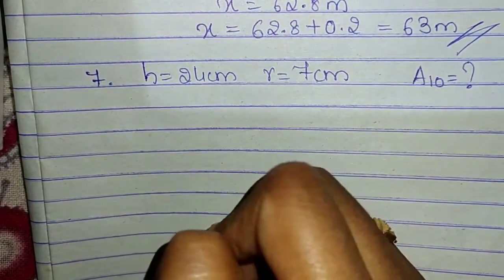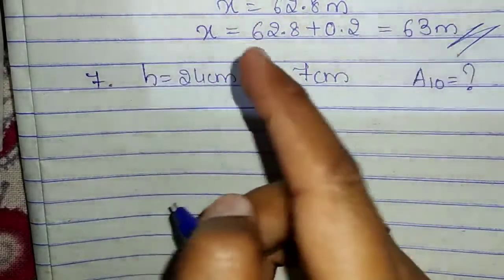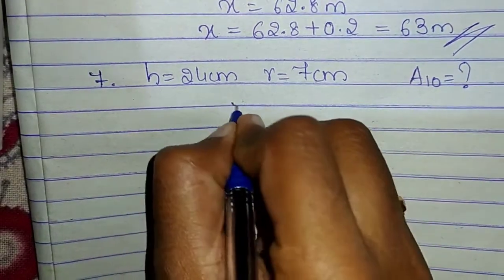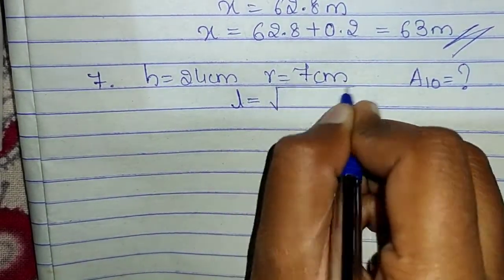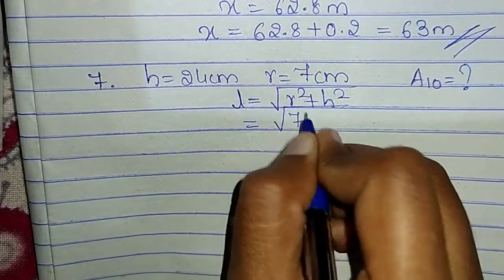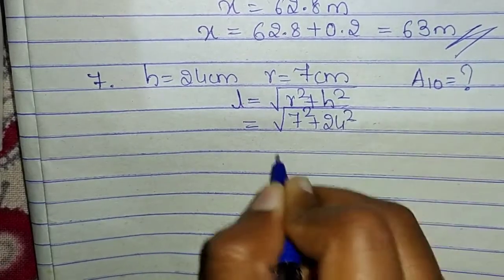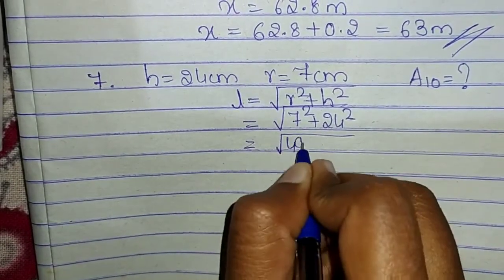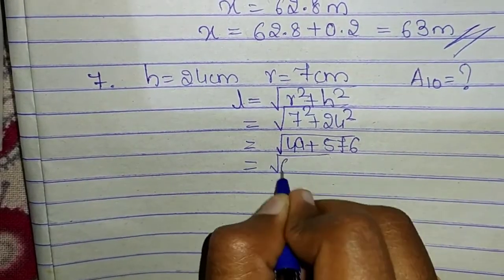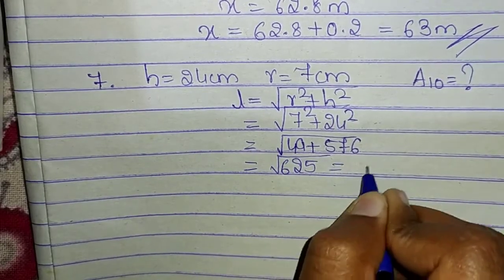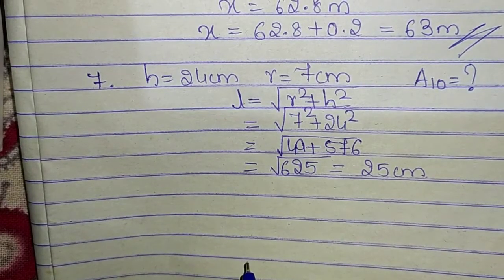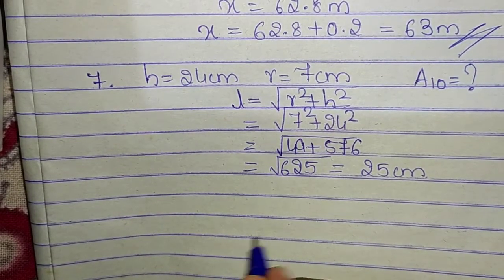So first, since we are talking about caps, they don't have a bottom part, so we will only calculate the curved surface area. So to do that, first we need the slant height. So L is equal to root of R square plus H square, which is equal to 7 square plus 24 square, which is equal to 49 plus 576. So this is equal to under root 625, which is nothing but 25 centimeters. So slant height of the cone, or the conical height of the joker's cap, is 25 centimeters.